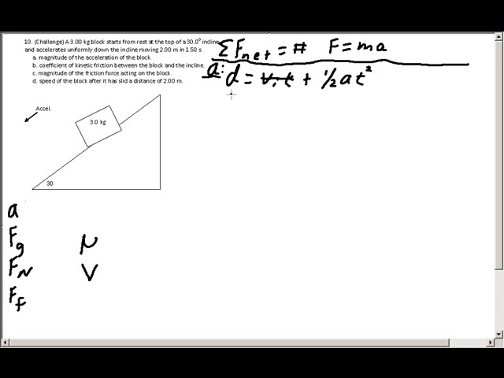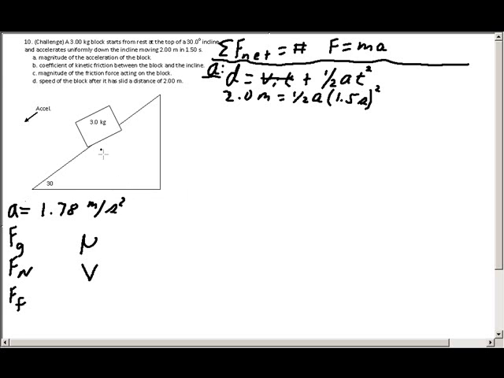So if we punch those in, 2.0 meters equals 1/2 the acceleration times 1.5 seconds squared. If you punch that in, what you find out is that the acceleration is going to equal 1.78 meters per second squared.